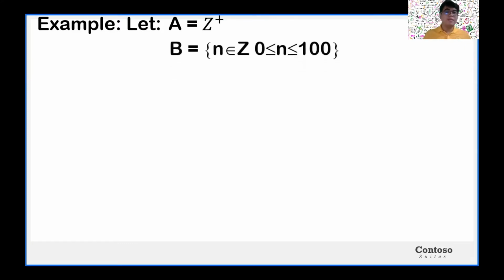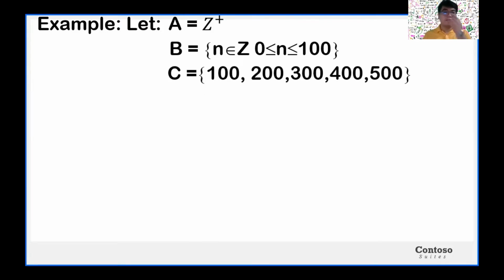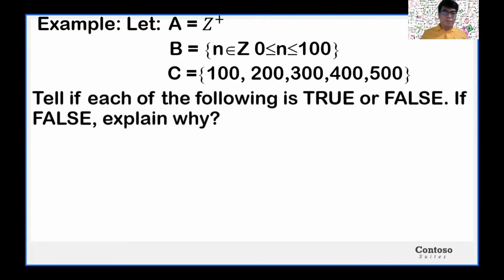So now let's take this example. Let A be equal to the set containing all the positive integers. And let's agree that the set containing all the positive integers does not contain 0. B is equal to the set of n, where n is an element of the integers, such that n is greater than or equal to 0, but less than or equal to 100. And C is equal to the set containing 100, 200, 300, 400, and 500. Now, tell if each of the following is true or false, and if false, explain why.